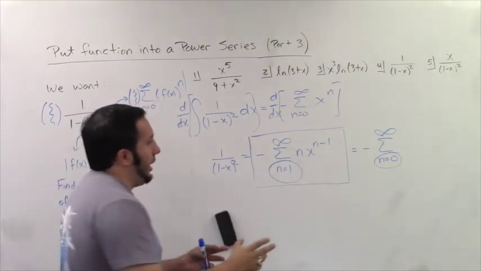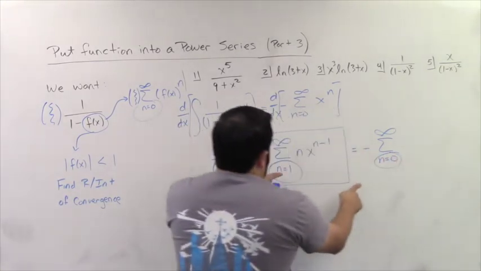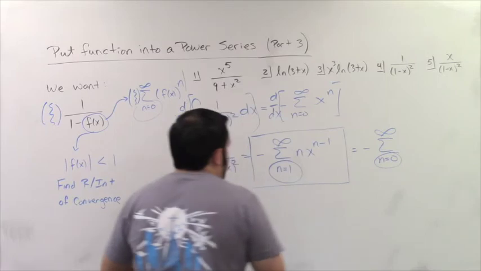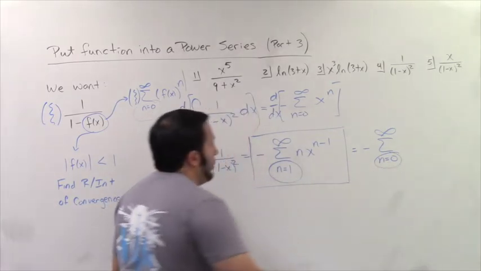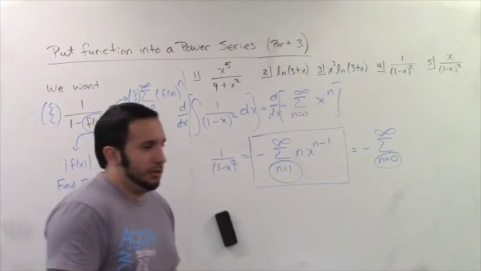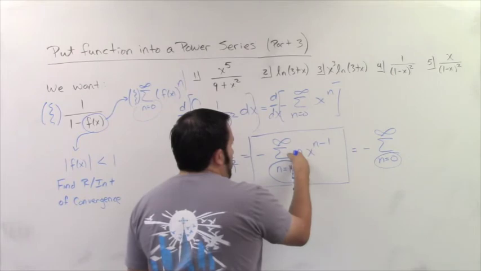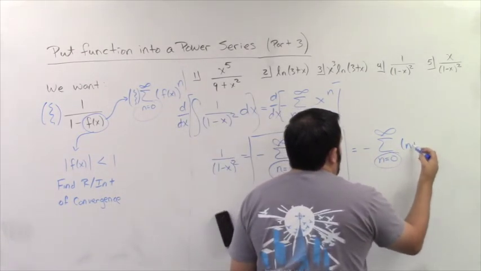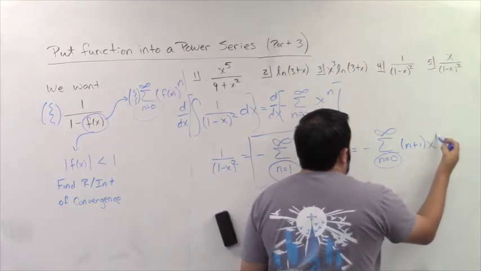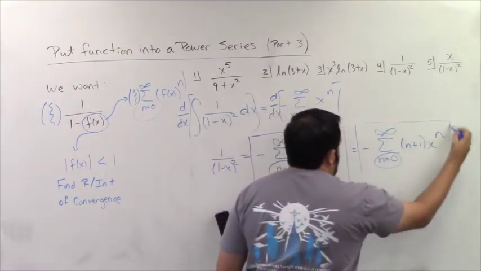How do I do that? How can I make this series equivalent to this one, whether I start at 1 or start at 0? Well, whenever you subtract 1 from the outside, you are going to add 1 on the inside. So I'm basically going to change every n to an n plus 1. So this is going to become n plus 1 x to the n. And these are equivalent series.